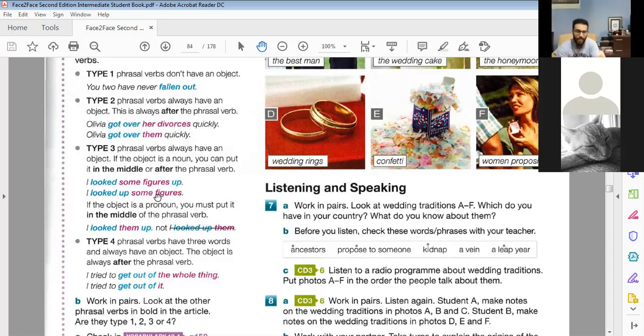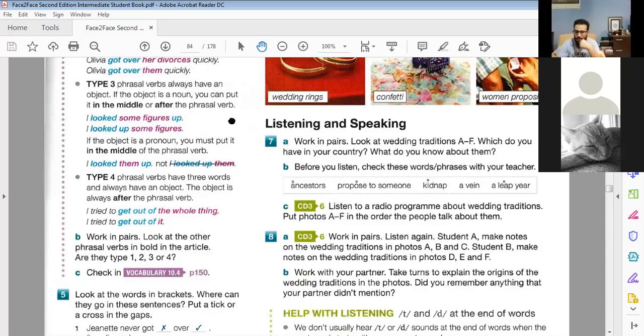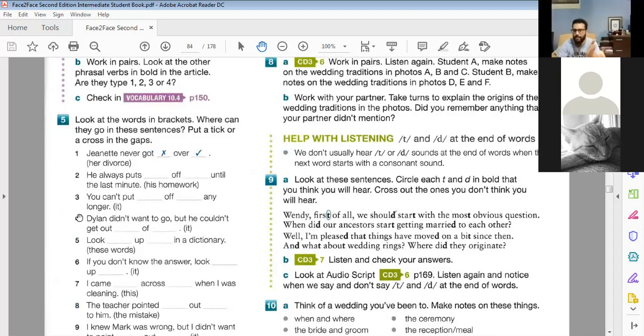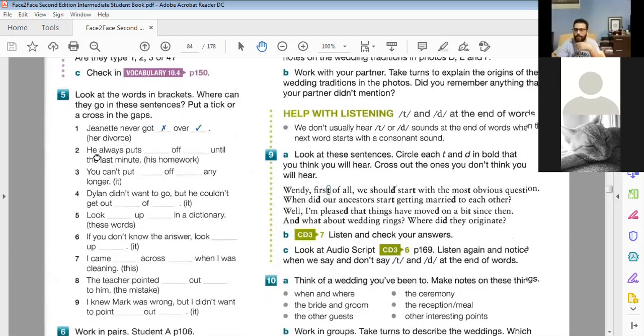In some situations, you can't do that, of course. Like type 2 here, you can't do that. Or even type 4, it doesn't work. But it just separates it. You get the idea. So in this exercise, they want you to practice the rules, that's all. So here with number, and of course, every example depends on the phrasal verb itself.